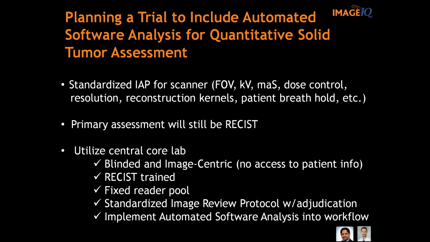And then, like the other advantages are listed here. You've got a trained pool of people that use RECIST. You're going to have a fixed reader pool, a small number of people who are going to focus on the trial. You're going to have standardized image review and protocols. And if you need it, you can have two different people read with education between them when they disagree. And then these are ways that you can use with a centralized core. It's a lot easier to implement this automated software.